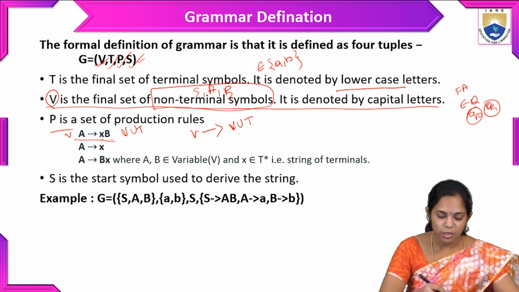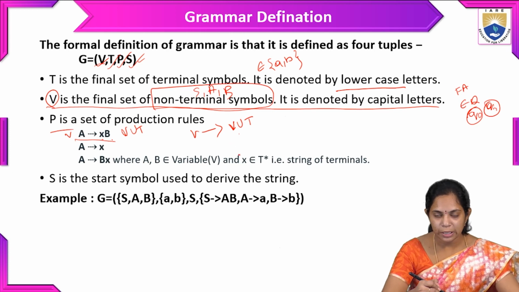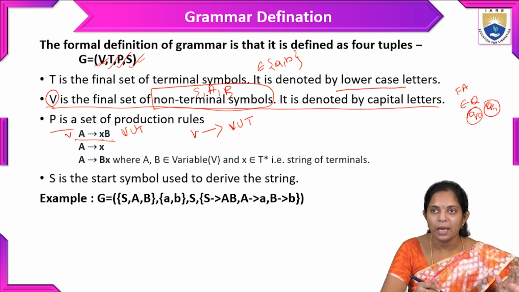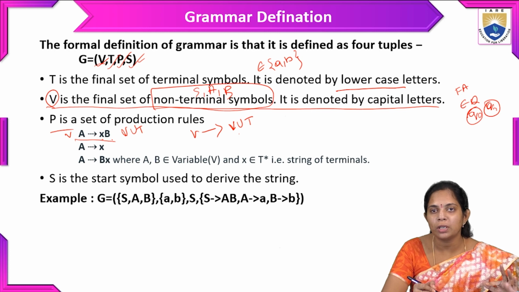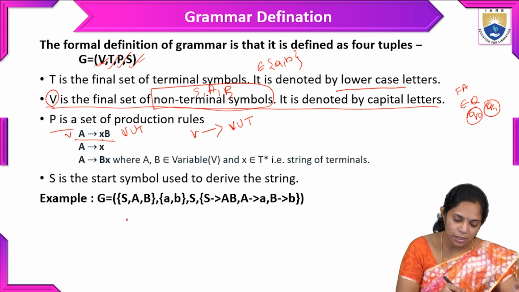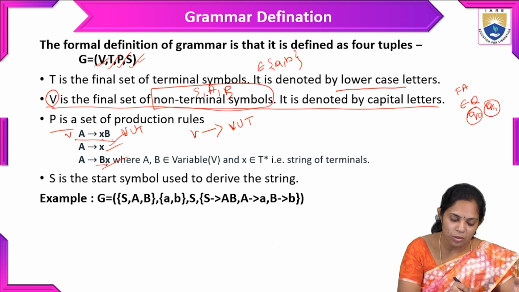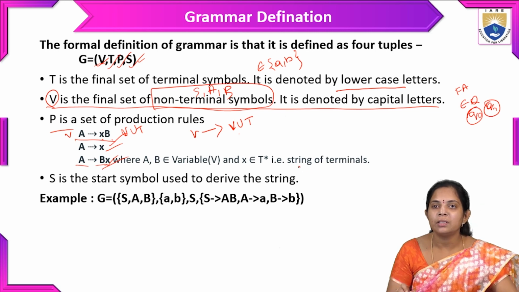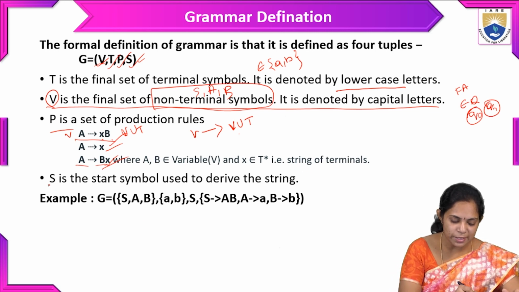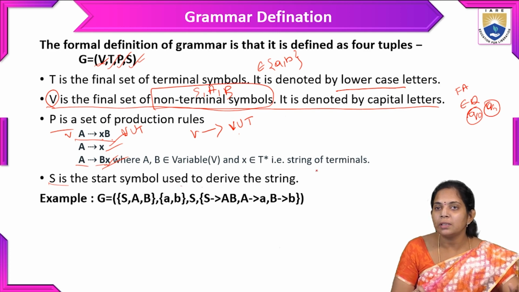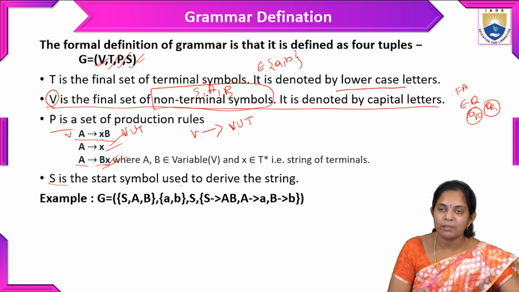So the production rule is formed with the non-terminal on the left side, and the right side has the combination of non-terminals and terminals. These are examples of production rules. Here A and B are the non-terminals, and the small x denotes the terminal symbols. And S is the start symbol used to derive the string.